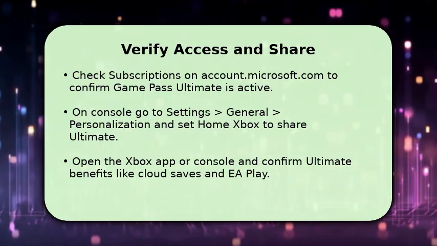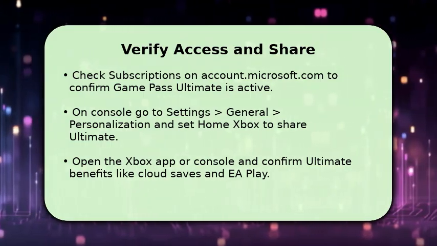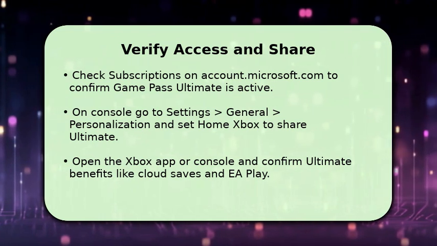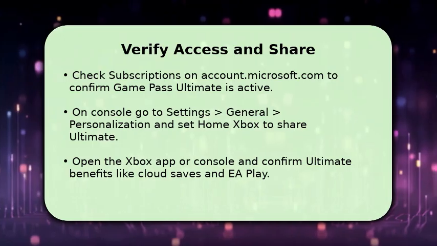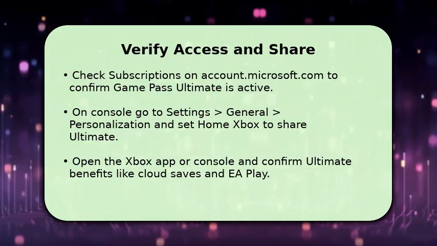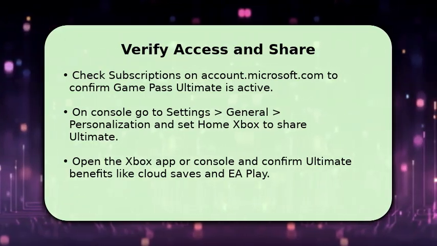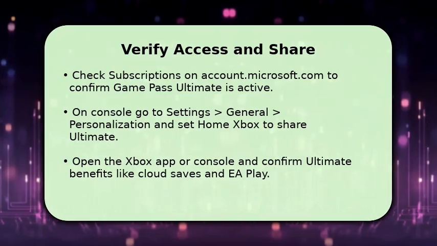Open the Xbox app or console library and verify Ultimate benefits like cloud saves, EA Play access, and online multiplayer are available. Finally, check email for the purchase receipt and restart the console if any feature fails to appear immediately.